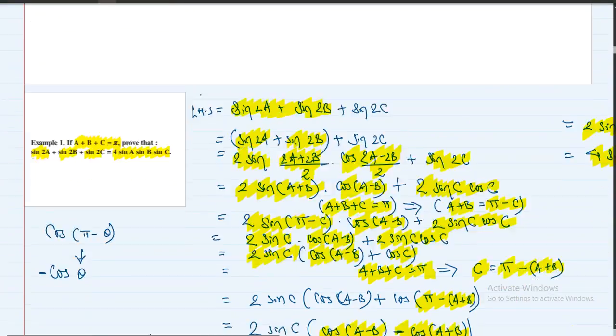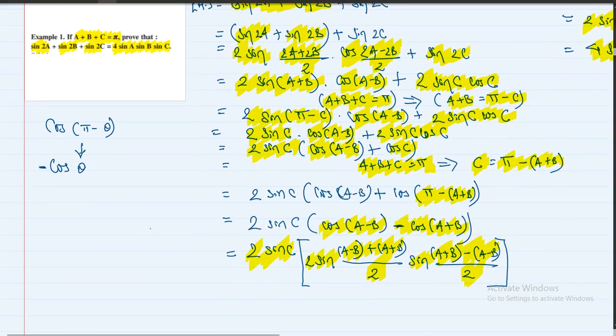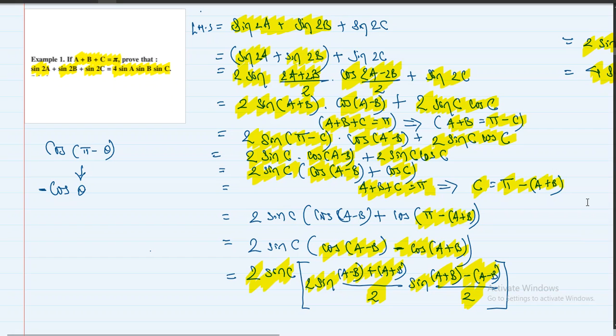Okay, so the first question is here. It has been given that A plus B plus C is pi. We have to prove that sin 2A plus sin 2B plus sin 2C is equal to 4 sin A sin B sin C. So we write LHS first, sin 2A plus sin 2B plus sin 2C.